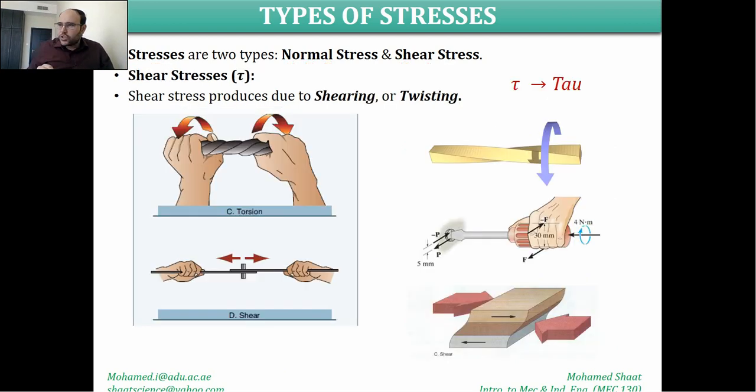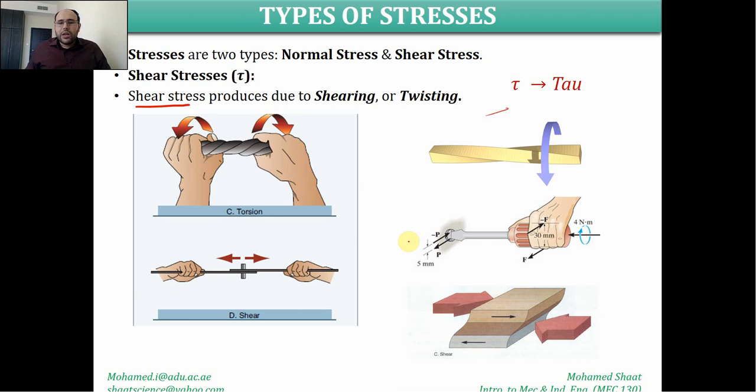But the shear stress produces twisting. So what is twisting? Like you have this bar and you try to twist the bar. Give it a twist. This twisting action, as already shown here, produces a stress. What is the type of this stress? It is a shear stress, not a normal stress. The normal stress doesn't get produced because of twisting. The twisting produces a stress, and the type of this stress will be a shear stress.